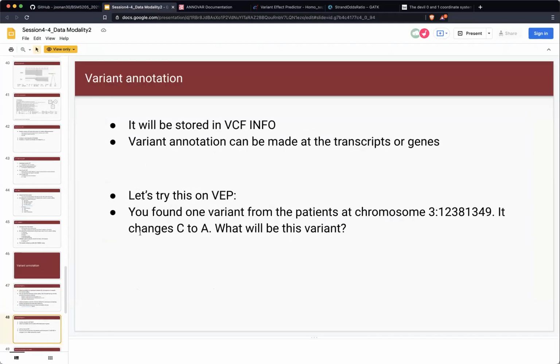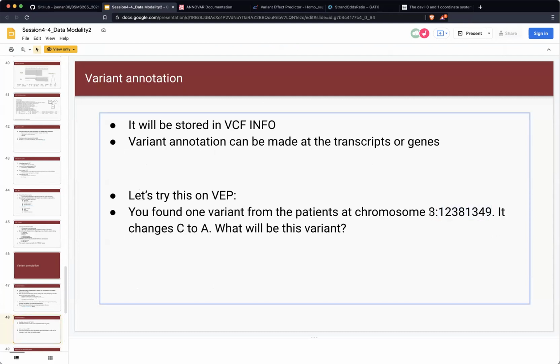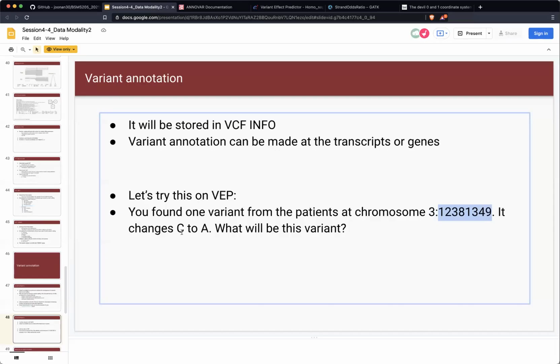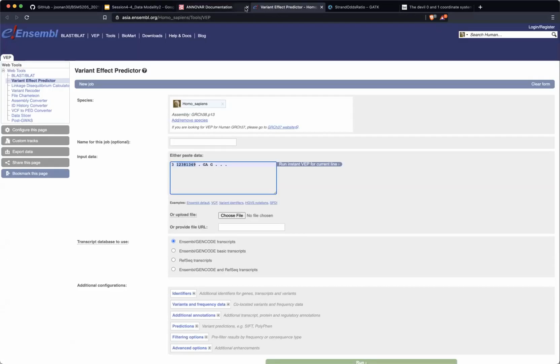So I want to do an exercise with you about how we actually do the annotation and how you look at the analysis. We can try VEP. I pick one variant, which is on chromosome 3 at this position. We can copy it and put it in here. I don't have to copy everything, so I copy chromosome 3 and the position in here, then C to A. So this is the VCF format.